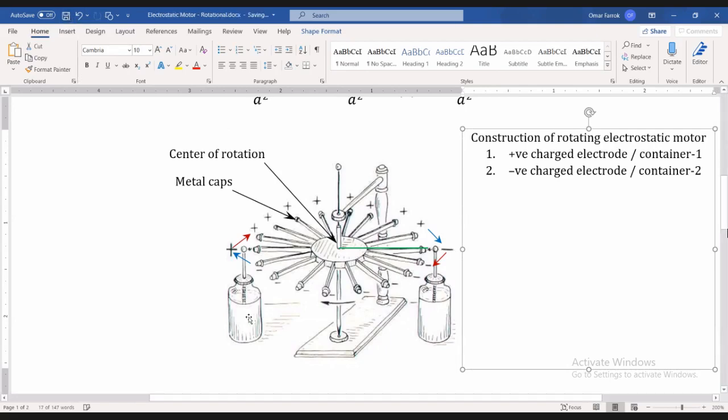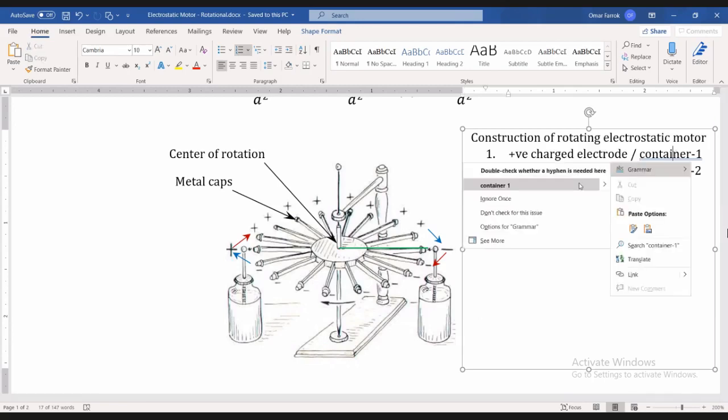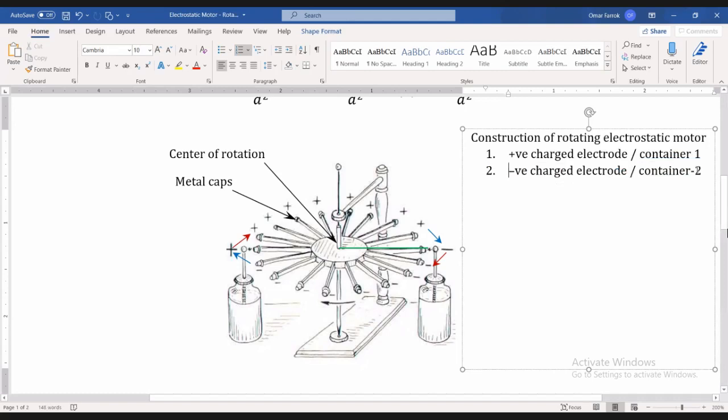So we can see the containers here. One is on the left hand side. This is the positively charged container. Another is on the right hand side. This is the negatively charged container.